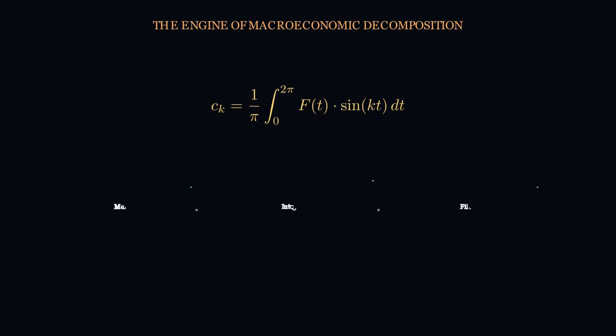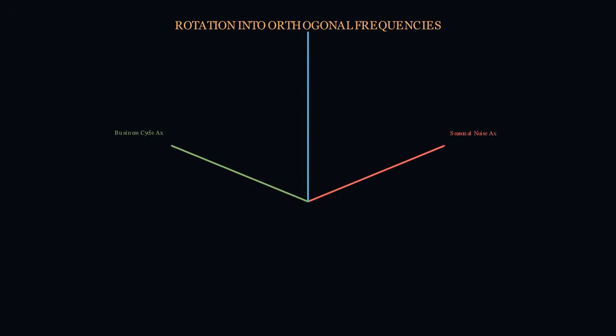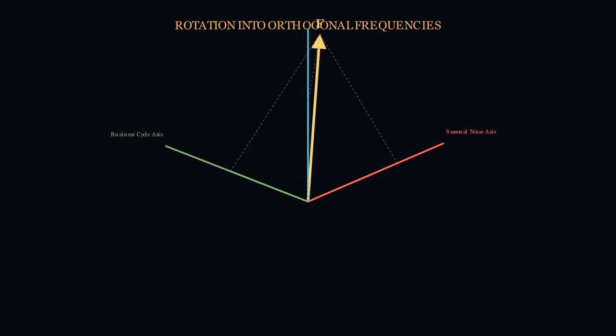Let our messy macroeconomic signal be represented by a complex function f. We can project f onto a target sine wave of frequency k by calculating the integral of their product over the time domain. Because of orthogonality, every frequency component inside f that does not match k is completely annihilated, collapsing to 0. Only the specific economic activity oscillating at frequency k survives this integration process.